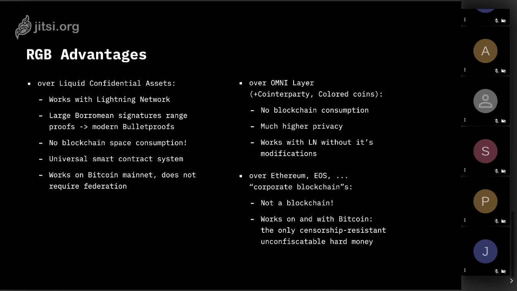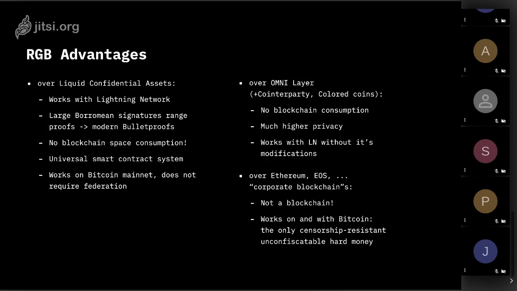I frequently get the question how RGB is different to other existing tokenization technologies, and here I summarize this information. Compared to Liquid confidential assets, RGB works with Lightning Network. It's the most important property of it. It replaces large Borromean signatures with a modified Bulletproofs. It does not consume any space in blockchain. Actually, even a federated blockchain has a space consumption problem. So RGB doesn't occupy any space in any chain.